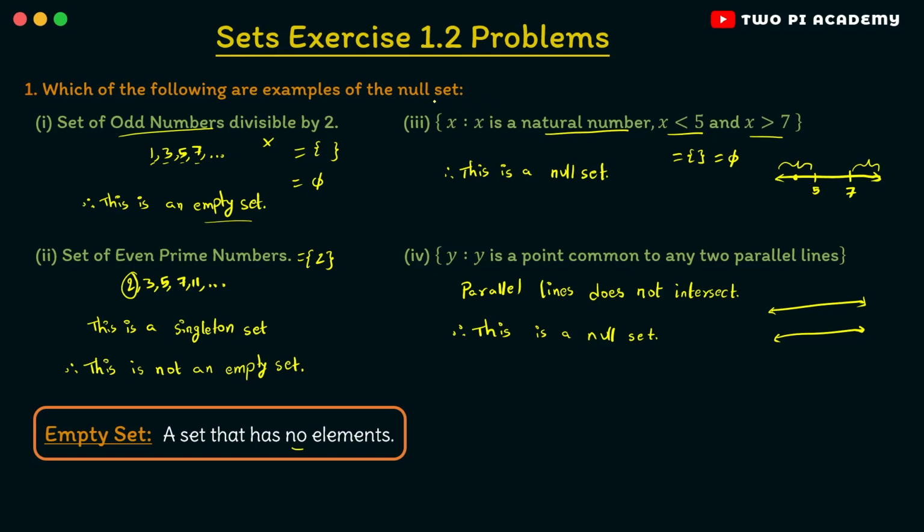So to answer our given problem, which of the following are null sets, they are clearly the first set, third set and the fourth set. Three of these are null sets and the second one is not a null set. So this is the solution for this problem. Now let us move on to the second problem in this exercise.